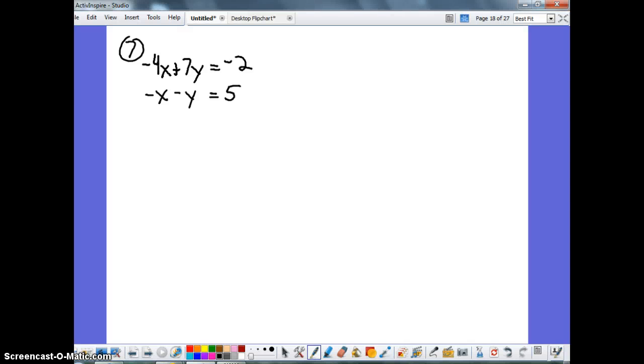This is Unit 4 review for Algebra 1 for Chapter 7. We're going to do problems number 7 and 8. They ask you to solve these by substitution.